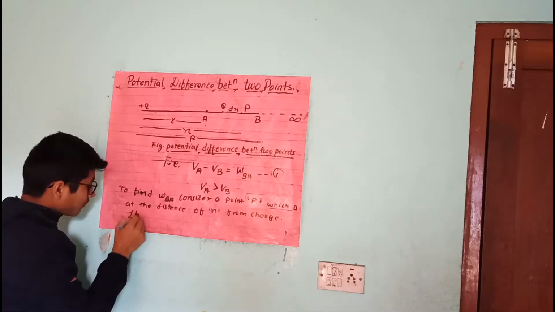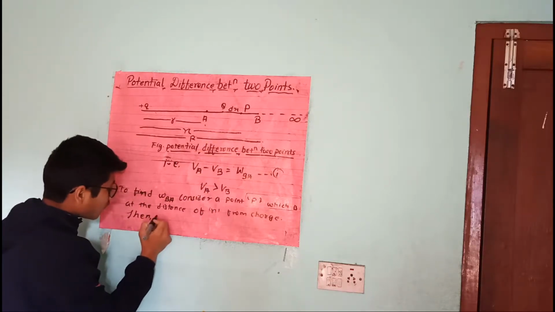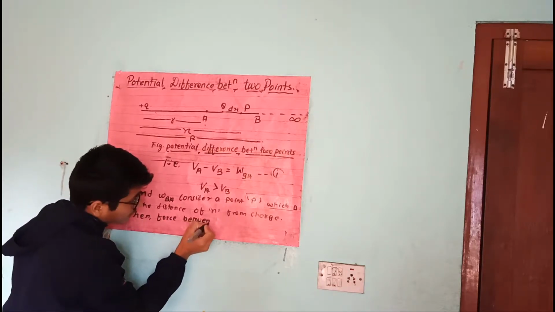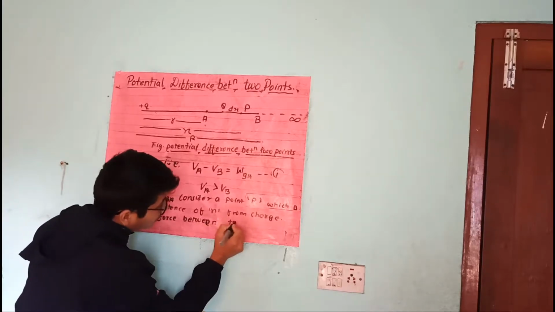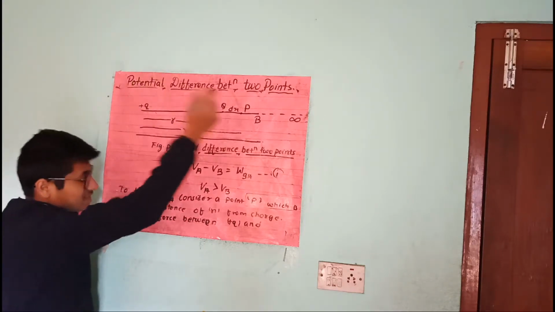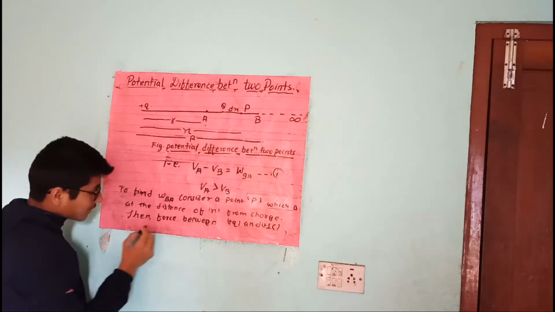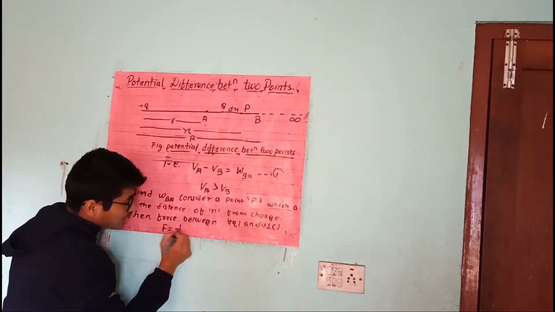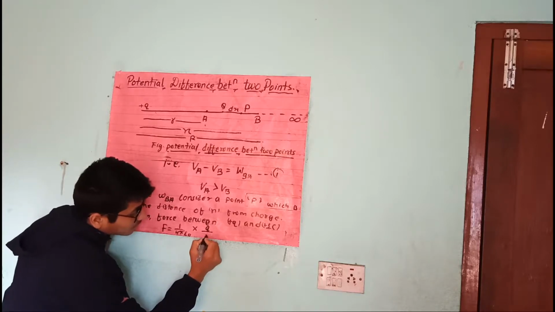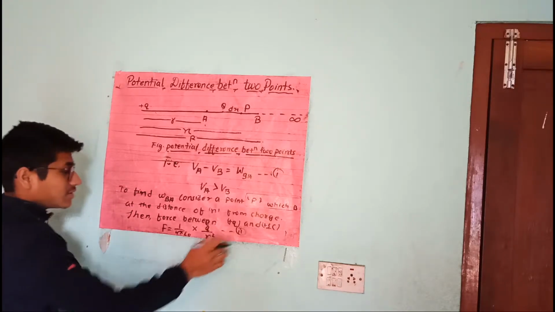Then there will be some force produced. The force between the plus q source charge and that unit positive charge, denoted by 1 coulomb charge, we can write in the expression as F equal to 1 upon 4 pi epsilon naught into q upon x square. We can express this equation.